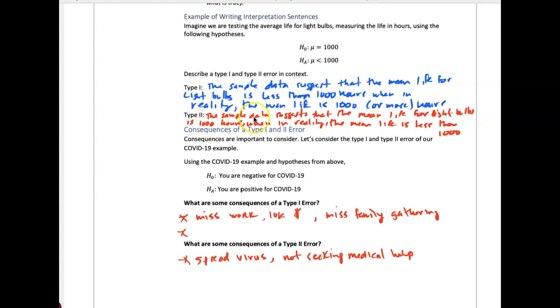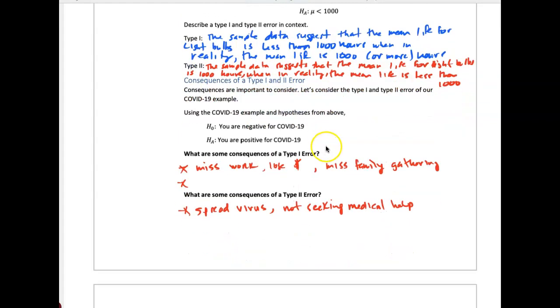A type 2 is the error if we do not reject, meaning that the sample data shows that the mean life for light bulbs is 1,000, but in reality it's actually less than. Again, it's not us making the error, it's us making a conclusion off of the sample data, and due to the variation, we could have these types of errors.